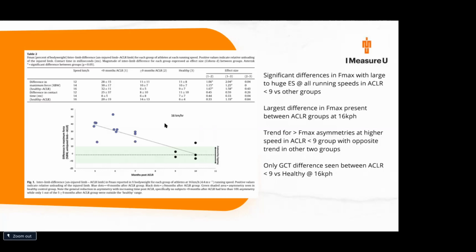The figure underneath just indicates the data collected. It represents the data, I should say, at the 16 kilometers per hour speed between the 2 ACLR groups. So just to indicate that 4 out of 5 in the greater than or equal to 9 months post ACLR group were within that well-utilized range of plus or minus 10% asymmetry.